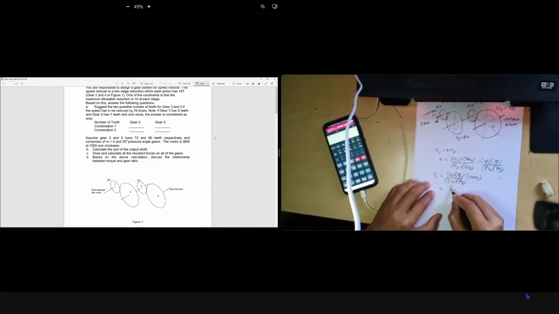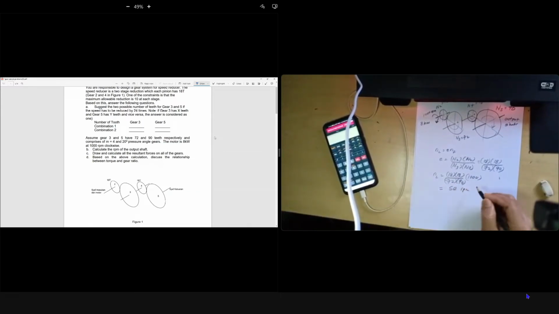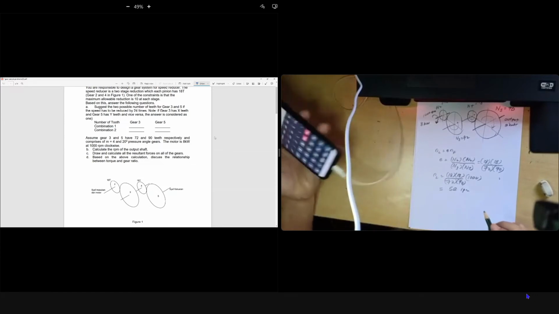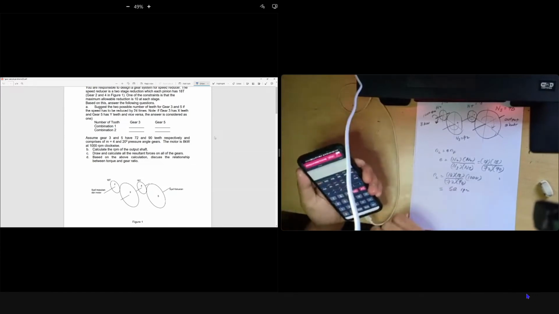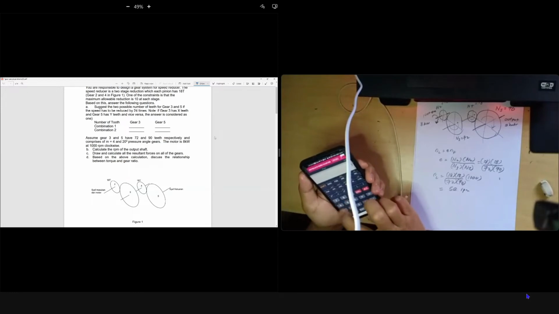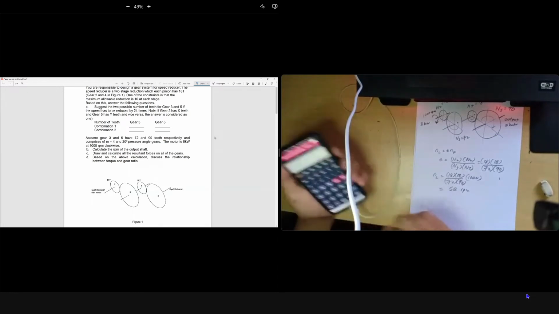50 RPM. 50 RPM, okay? Alright, this one is 50 RPM.